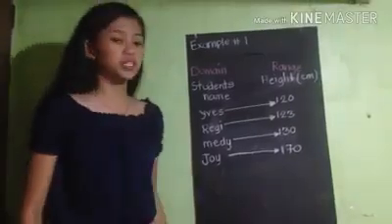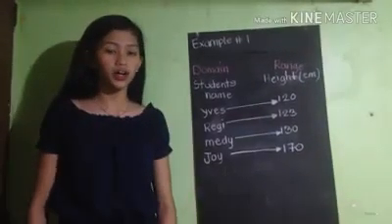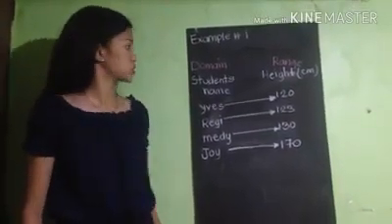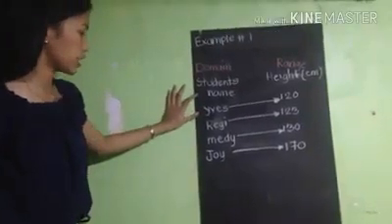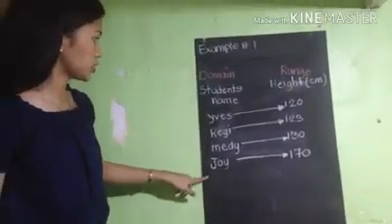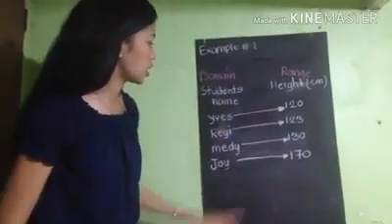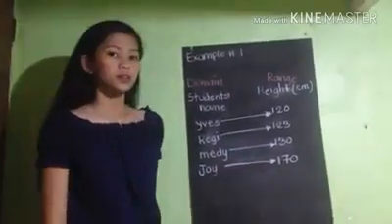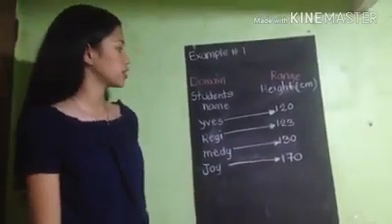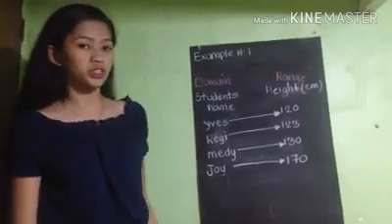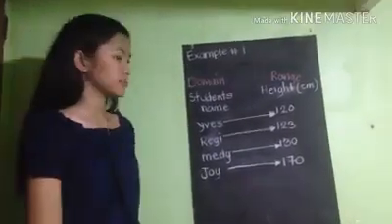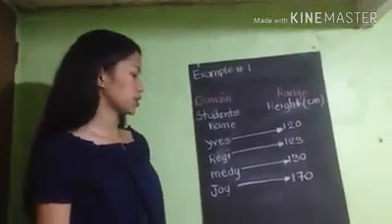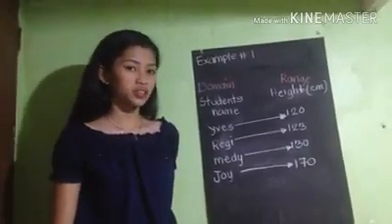Example number 1. In this correspondence, the students' names are the elements of the domain, and the heights of the students are the elements of the range. The students' names are Ives, Reggie, Mehdi, Joy. The heights of the students are 120, 123, 130, and 170. As we can see in the given, this is an example of a relation which is one-to-one correspondence. So, this is an example of a function, and we determine this relation is also a function.